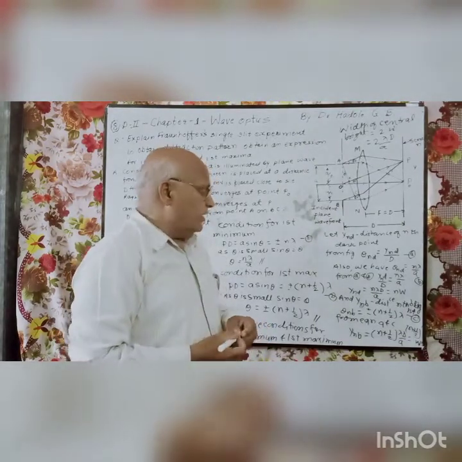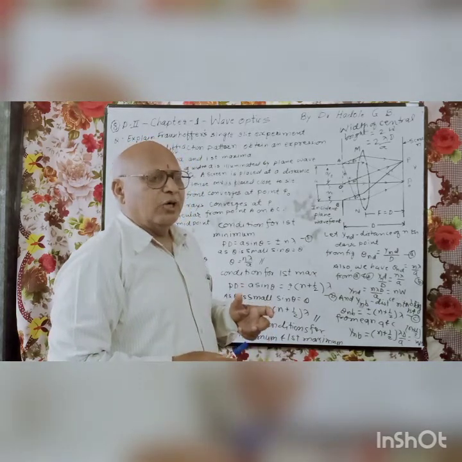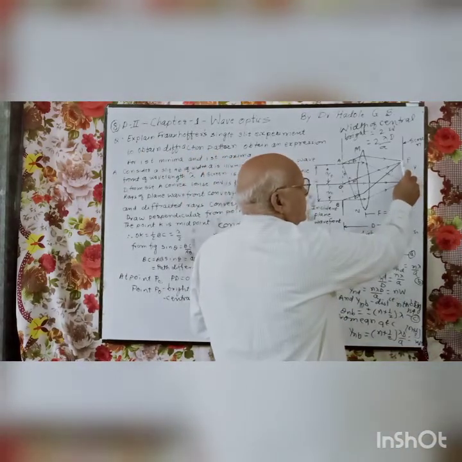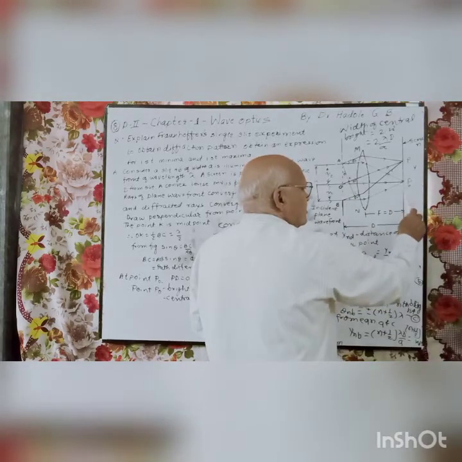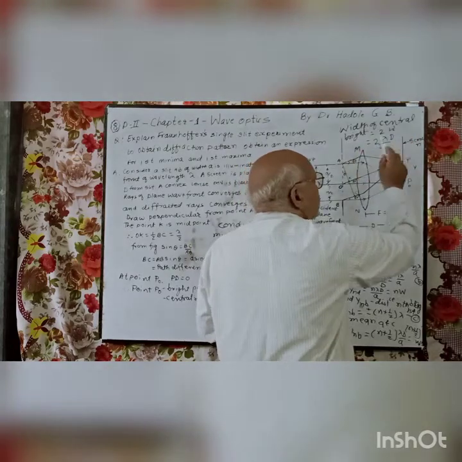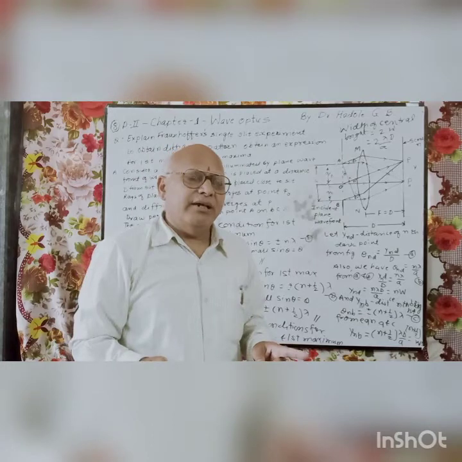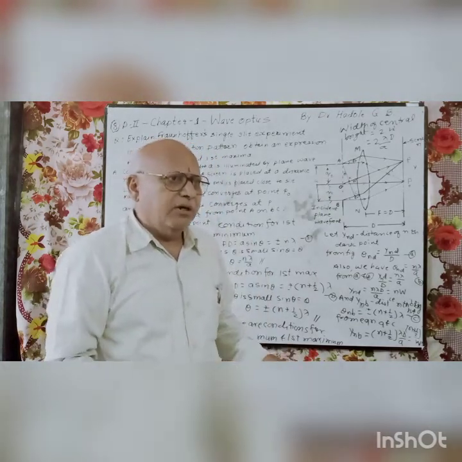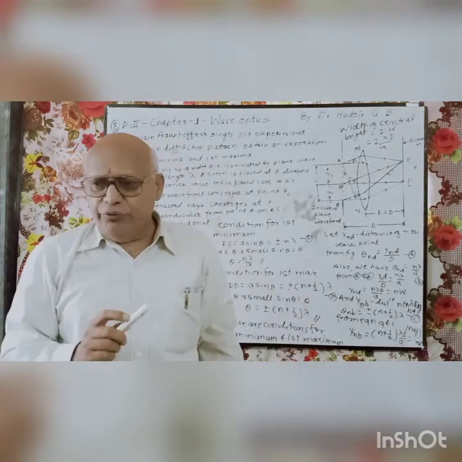Got this? So this way we can find the expression for the width of the central bright point. Mind well, here this point is the first minimum, and this point is also the first minimum, and the distance between these two points is the width of the central bright point. It means the central bright point will be spread between the two first minima.